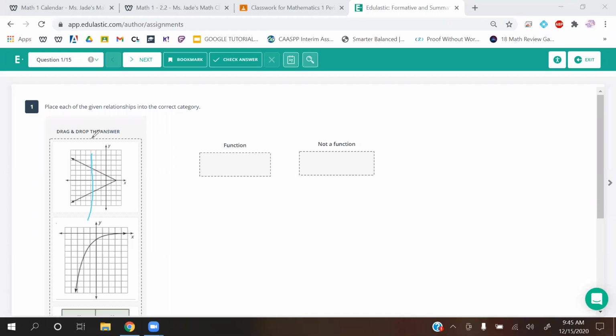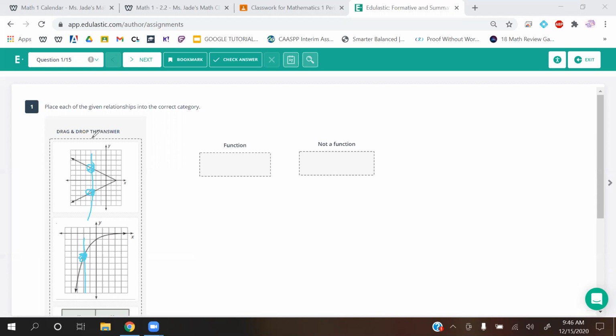So that's my vertical line, and you can see that my vertical line touches it twice. If my vertical line touches it twice, it is not a function. If it touches it three times, four times, five times, not a function. Functions must touch my vertical line only one time. Take a look at the second graph. One time. This vertical line touched the second graph just one time. So the first one, the sideways v, that is not a function. And the second one, the curvy one, that is a function.